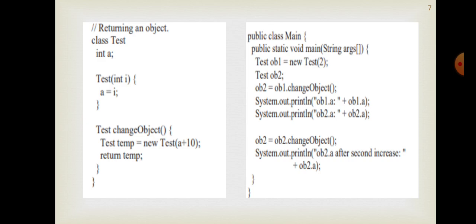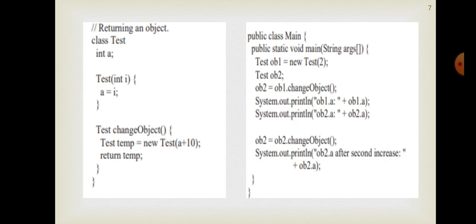Next, I have created one more object, ob2. I am not going to call any constructor there, so there is no value in ob2. Now I am going to use the change object function. When we call this function, we create a temporary object for test, using the parameter a plus 10. We know that the value of a is already 2, and it is added with 10, so it returns the value 12. In the object temp, the value 12 is there, and that value is given to ob2.